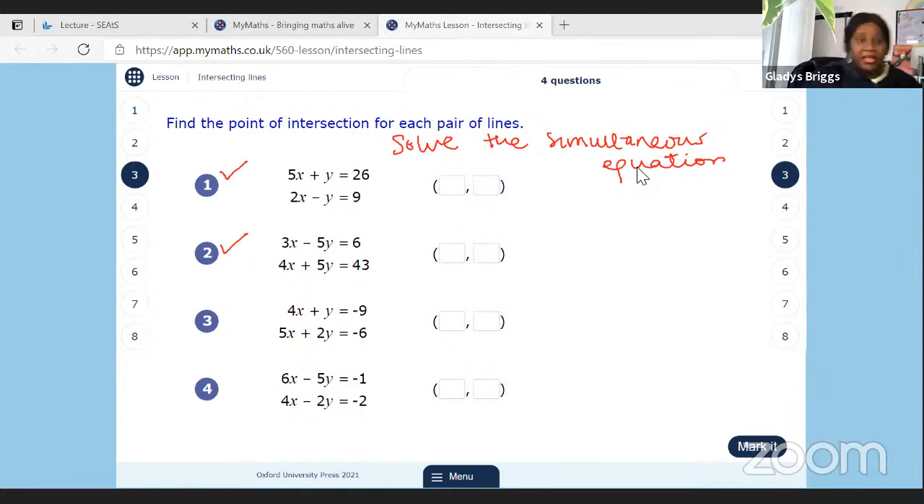Okay. Question 1, anybody? Well done. Okay, so you guys finish off these ones. Those two that have done question 1 and 2, finish off these ones.